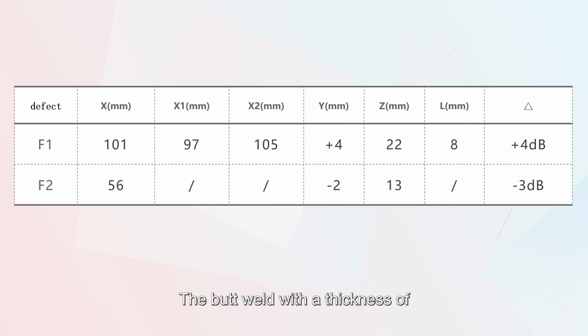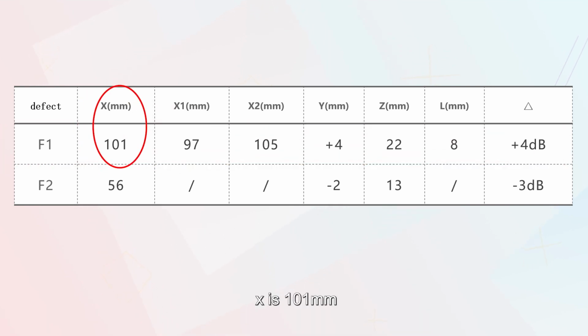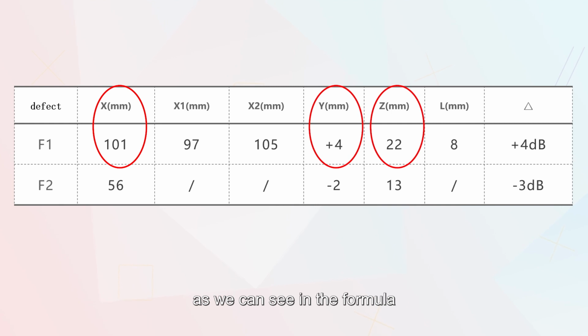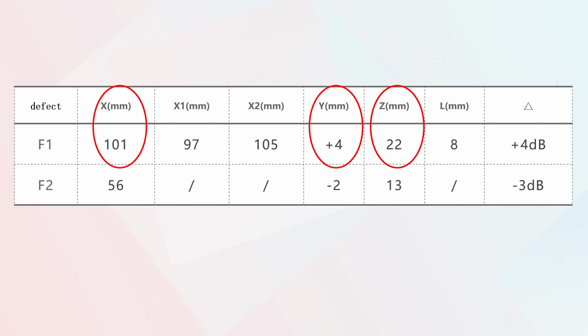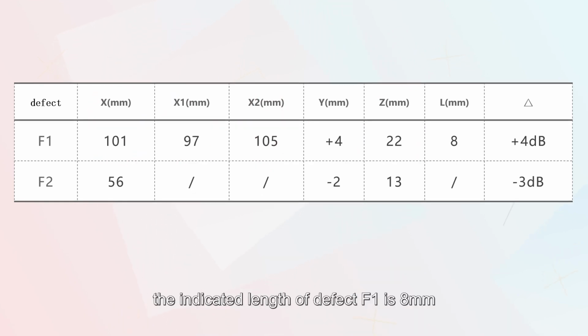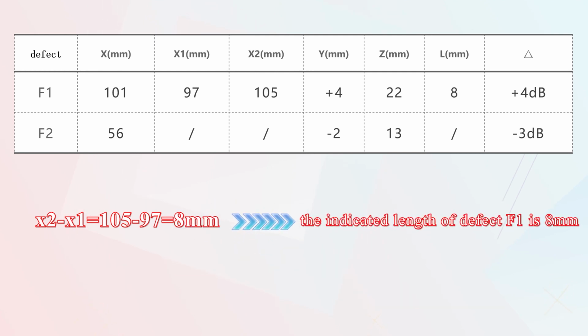The butt weld with a thickness of 30 mm has two defects found in the inspection process. The defect F1 is 101 mm. As we can see, the formula represents the position of the defect F1 in the weld. And it can be seen that the indicated length of defect F1 is 8 mm.